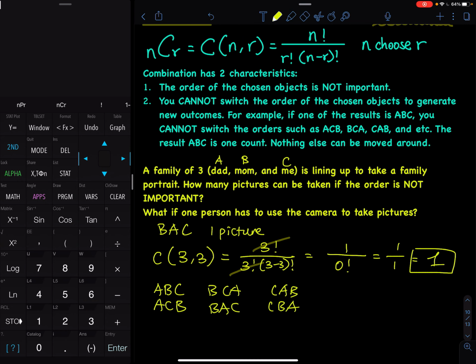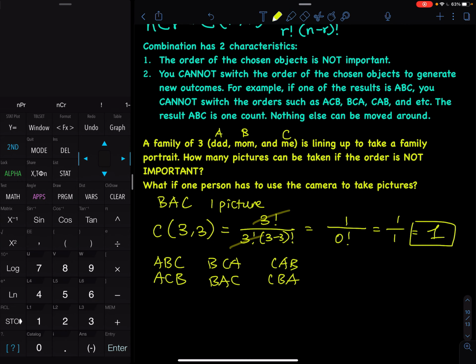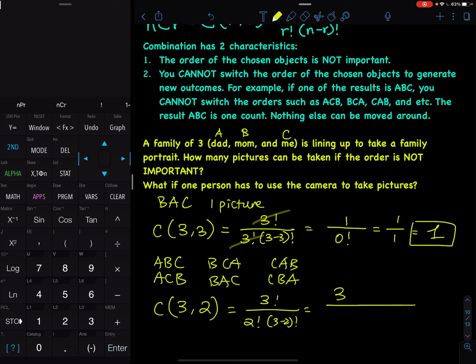Now, what if one person has to hold on to the camera? Then this will be a combination problem. You have 3 people in your family and you can only fit 2 people in one picture because one person has to hold on to the camera. So this is 3 factorial divided by 2 factorial times (3 minus 2) factorial. 3 factorial is 3 times 2 times 1. 2 factorial is 2 times 1. And 1 factorial is just equal to 1. You get rid of the 2 and 1, so therefore you have 3 pictures.